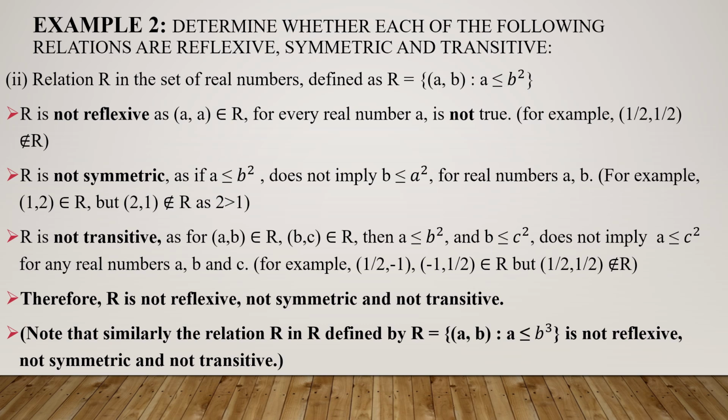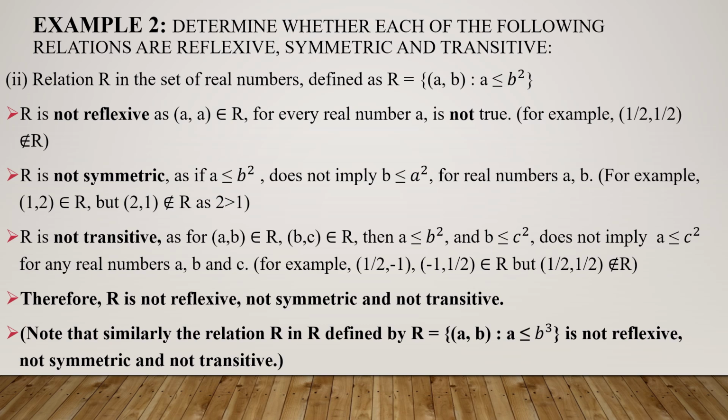No. Why? Because remember, the set on which it is defined is a set of real numbers. So for every real number, it is not true that you will have A less than or equal to A square. For example, suppose I take half, since real numbers can contain fractions. Will half be less than or equal to half square, which is 1 upon 4? No. Half cannot be less than or equal to 1 upon 4. So the ordered pair (half, half) will not belong to R. So R is not reflexive. Remember, because it is on the set of real numbers, you can show that it is not reflexive.